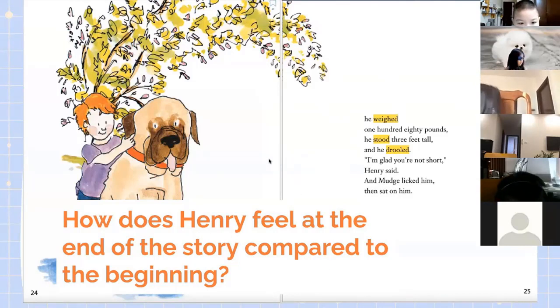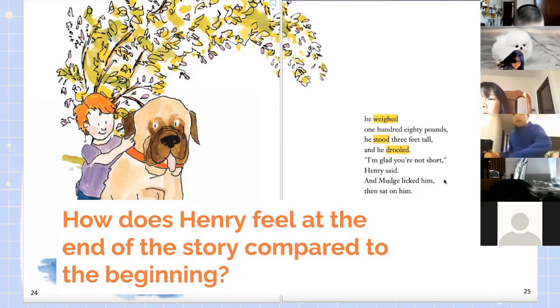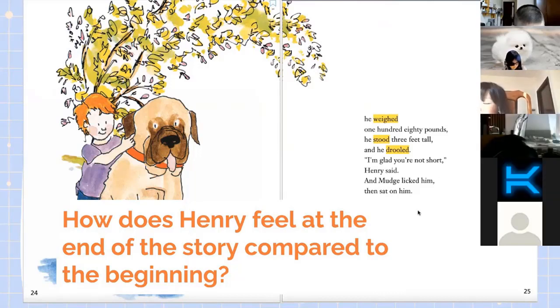So let's do some math. All right. So if he's 180 pounds, I'll look this up since my brain still works in pounds, not in kilograms. So he's 81 kilograms. So if he's 180 pounds, he's 81 kilograms. So he's really heavy, and he's tall for a dog. So how does Henry feel?